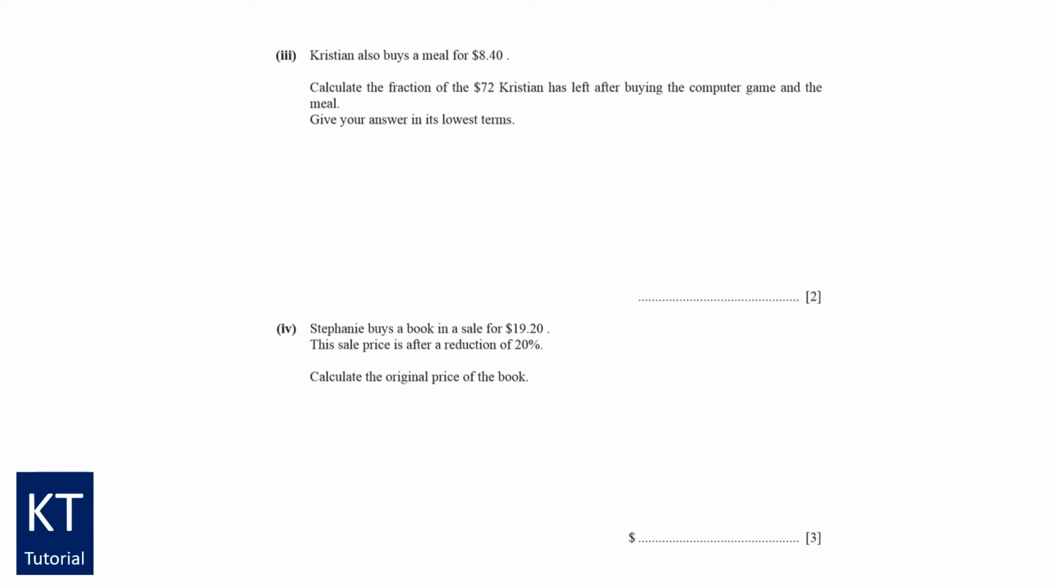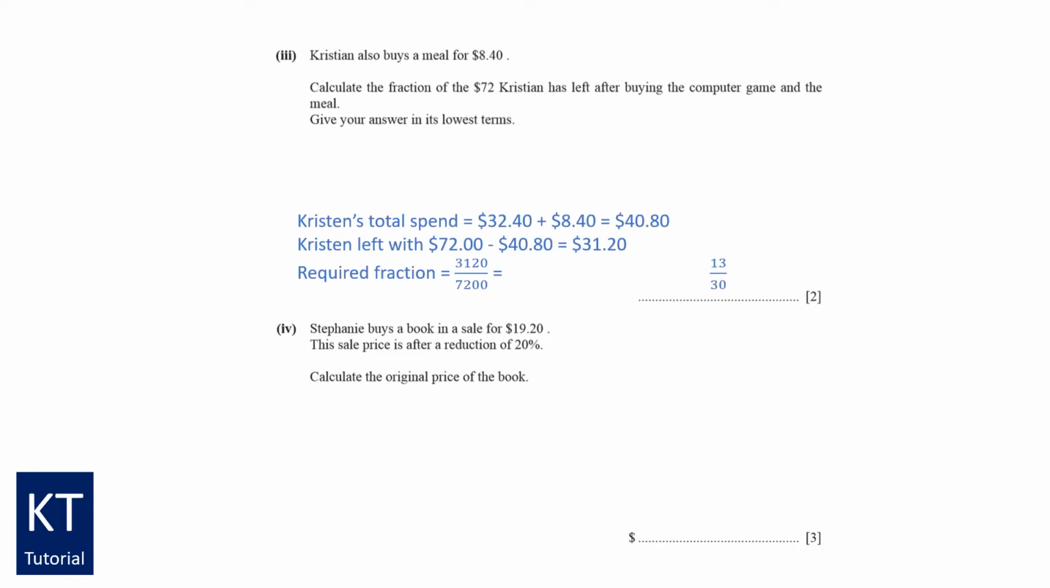Question 1a part 3. Christian also buys a meal for $8.40. Calculate the fraction of the $72 Christian has left after buying the computer game and the meal. Give your answer in its lowest terms. In locating Christian's total spend, we can calculate what's left, and the required fraction would be what's left over its original total. This, when simplified to its lowest terms, comes to 13 over 30.